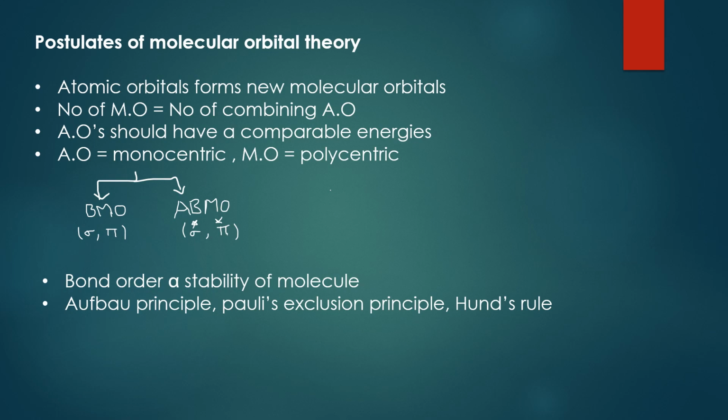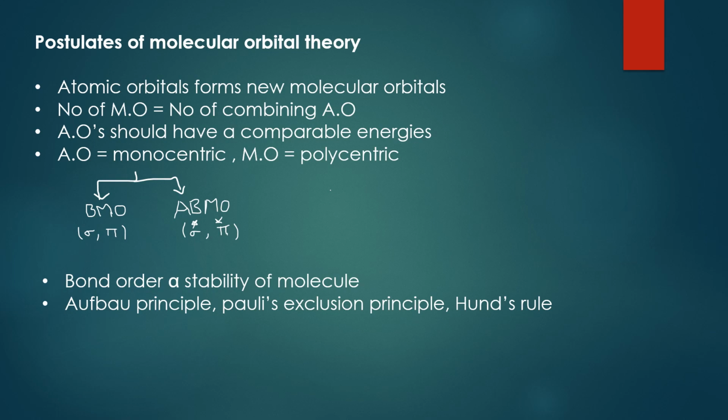Move to the second postulate. The number of molecular orbitals equals the number of combining atomic orbitals. The number of atomic orbitals involved in the overlapping must equal the number of molecular orbitals. Let us take an example. If you combine two atomic orbitals, the molecular orbitals obtained are also two. If you take the overlapping between six atomic orbitals, the molecular orbitals formed are also six.